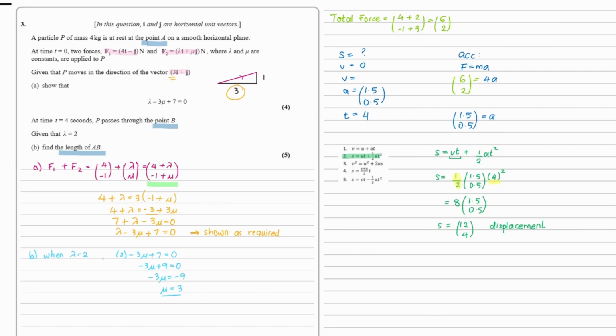However, because the question is asking for the length of AB, this means we are now going to use the displacement to find the distance, and we can now just square the i component, which is 12, the j component, which is 4, and then find the square root, and that gives us 4 root 10 meters.